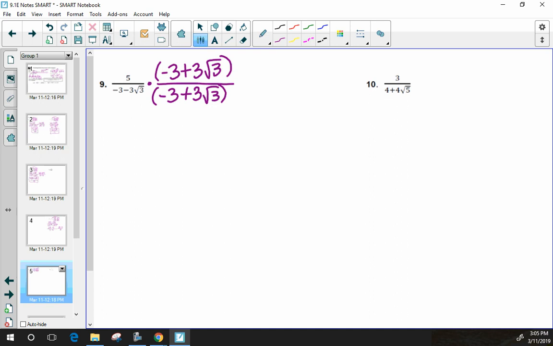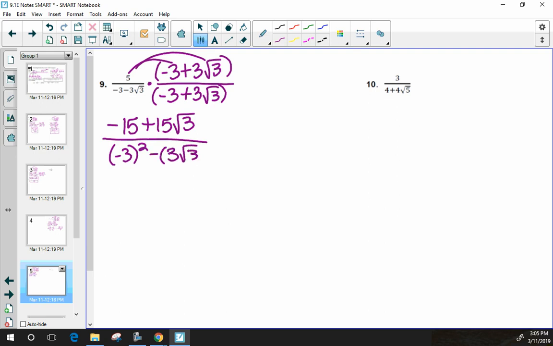Okay, and then we're going to multiply by that 5 on the numerator. So that's going to give us a negative 15 plus 15 square root of 3. In the denominator, I know I'm going to get the square of this term here, the negative 3, minus the square of the 3 square root of 3. Okay?